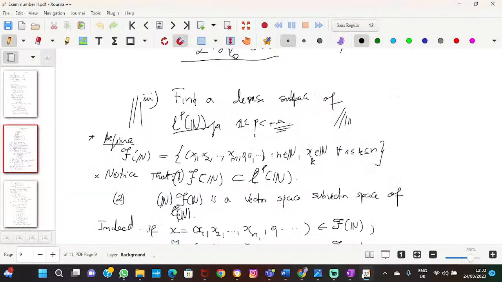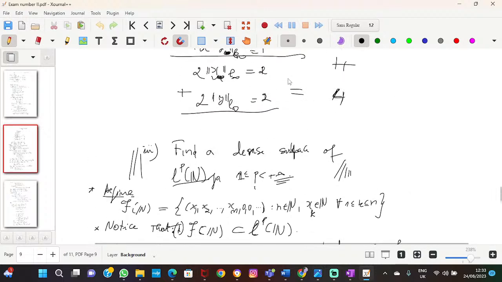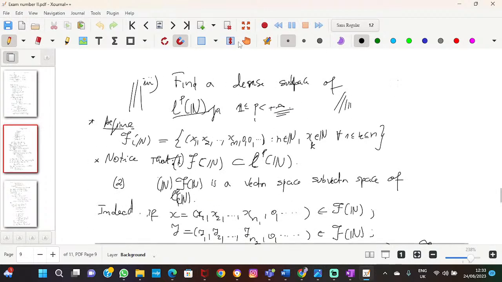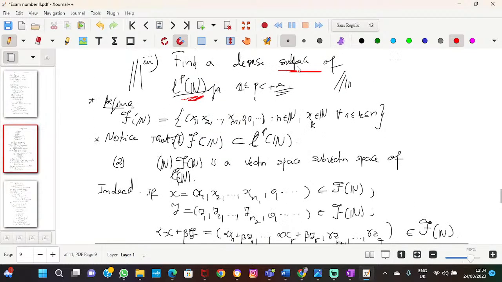Okay, let us continue with the last part of the question where we needed to find a dense subset. So the question is to find a dense subset of this space. But we're going to find a dense subspace instead of a subset. We're not just going to find a subset, but a subspace. So we have some tasks to do to achieve this.